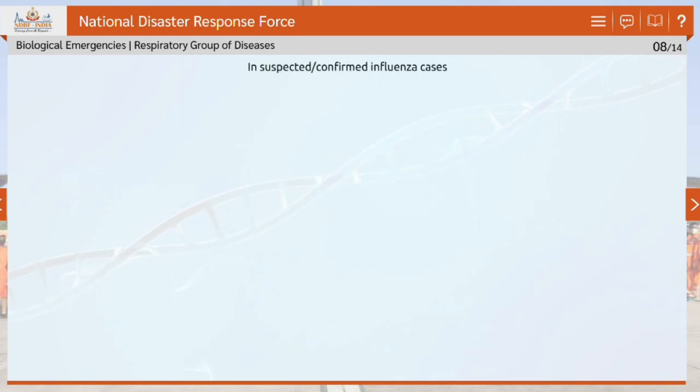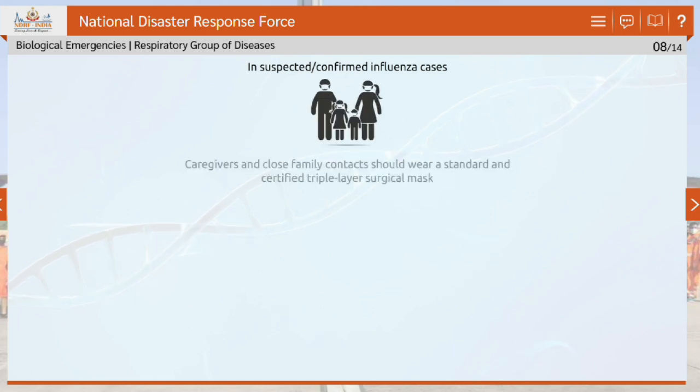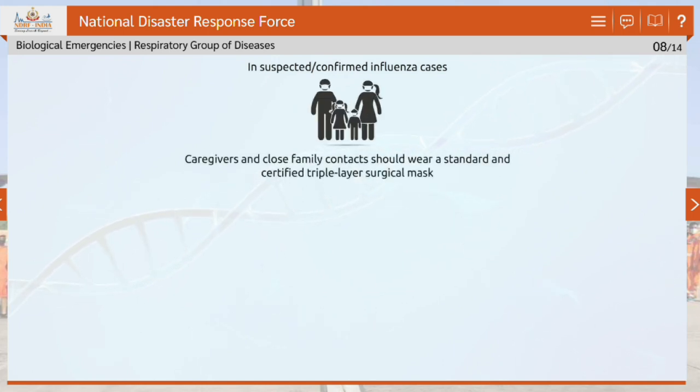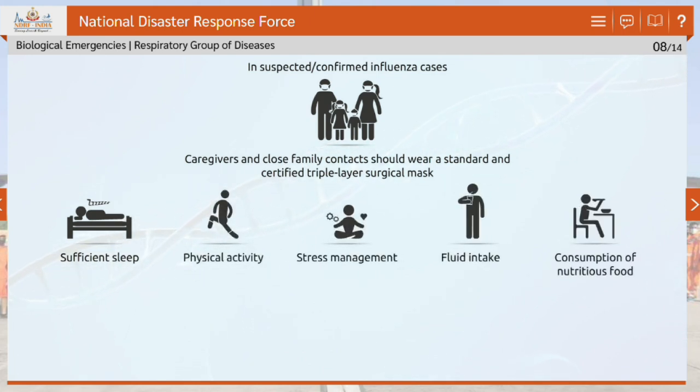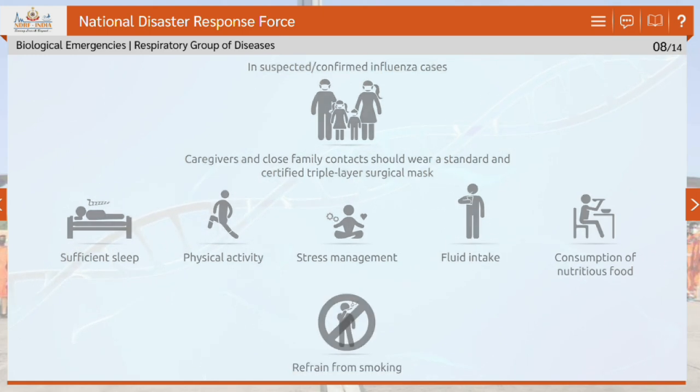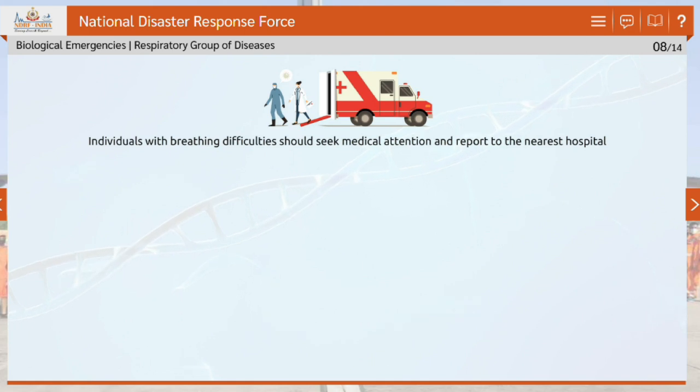In suspected or confirmed influenza cases, caregivers in home care settings, along with close family contacts, should wear a standard and certified triple-layer surgical mask, prioritize adequate sleep, physical activity, stress management, fluid intake, and consumption of nutritious food, and refrain from smoking. Individuals experiencing breathing difficulties or shortness of breath should urgently seek medical attention and report to the nearest hospital.